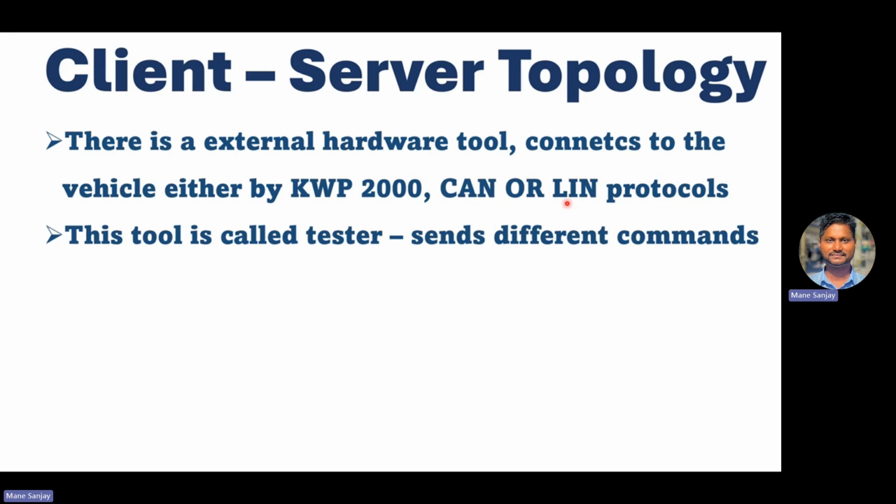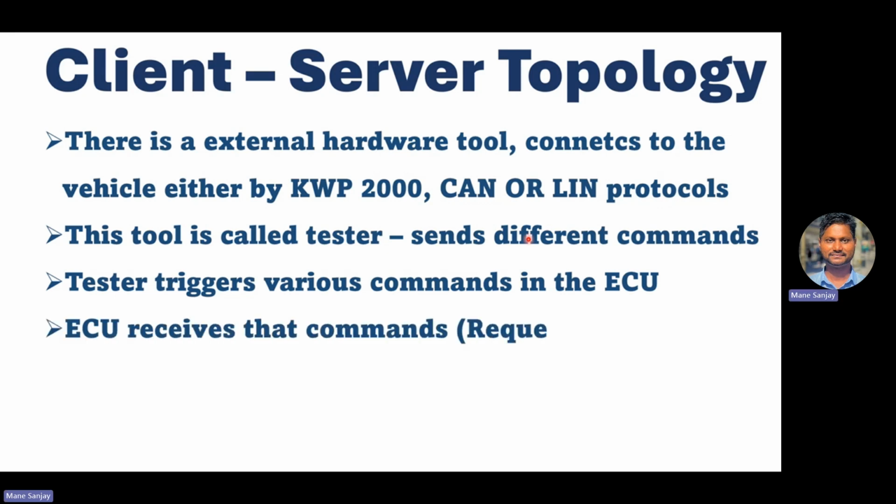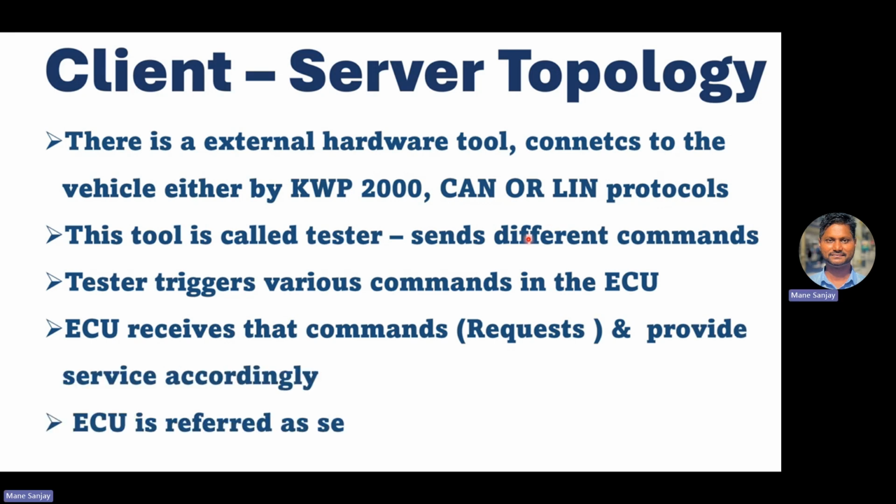It sends different commands basically. What command it sends, why it sends different commands, and in the response what you get from the ECU, we will understand shortly. The tester triggers various actions in the ECU, like clearing memory, flashing a program, writing data, requesting data, and so on. The ECU receives the command in the form of a request and provides the service accordingly. So the ECU is referred to as a server here.